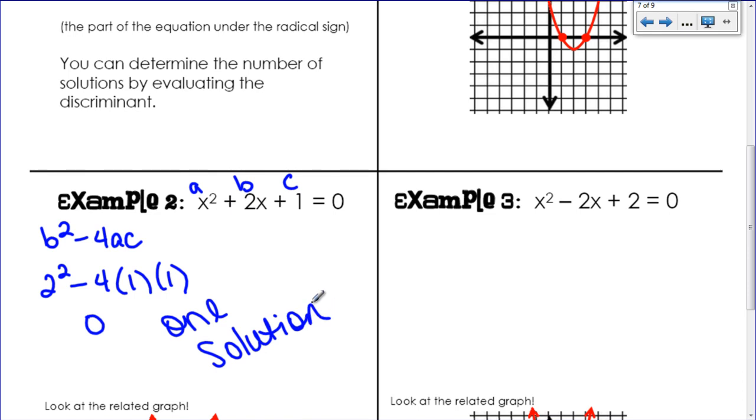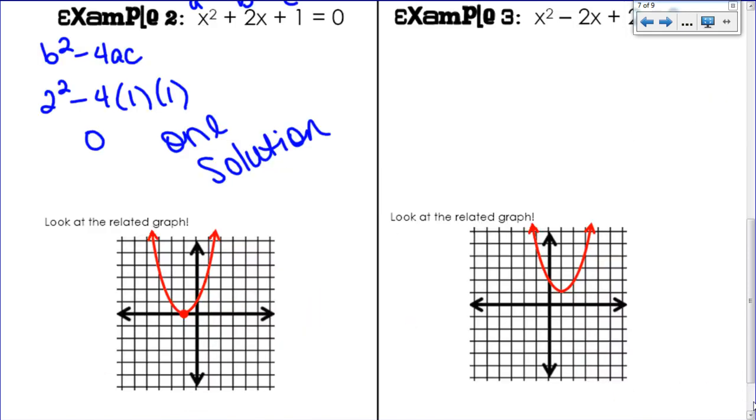So if I'd have done the discriminant first on the problem we just did, you'd have known, well, there's only one answer, I only have to do this once, and that's why. And there's even a picture here of the graph. You can see there's only one solution because it just touches the x-axis, and that's it.